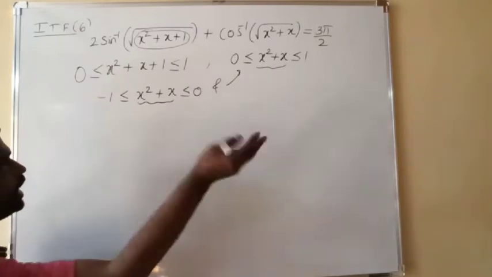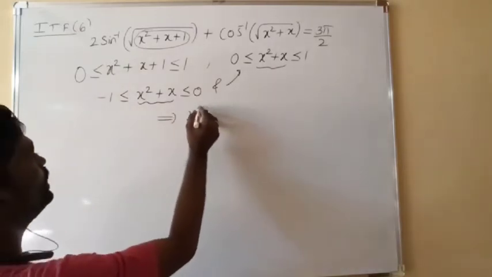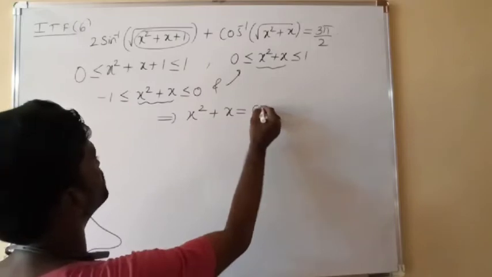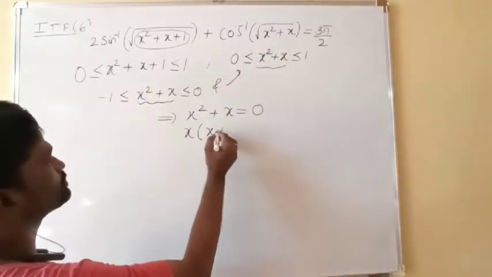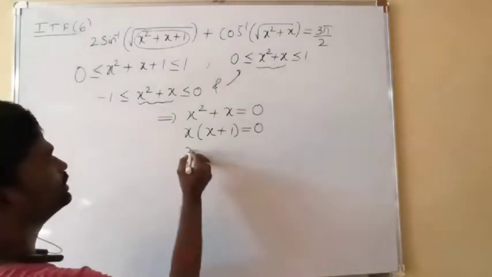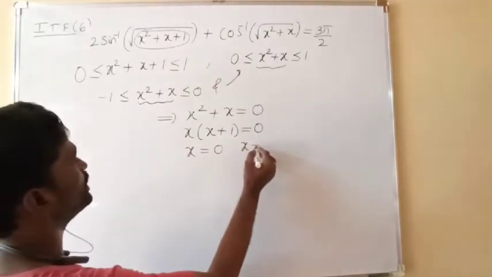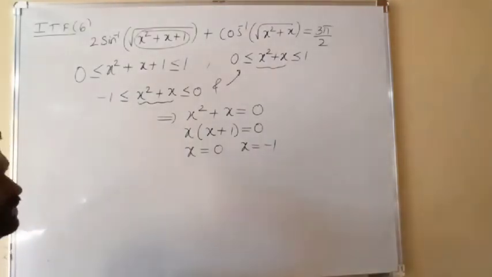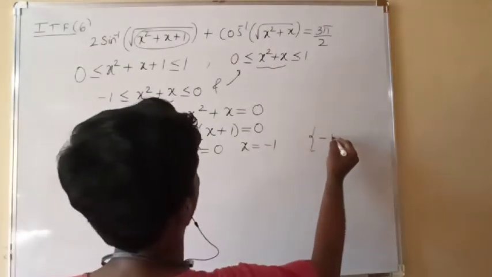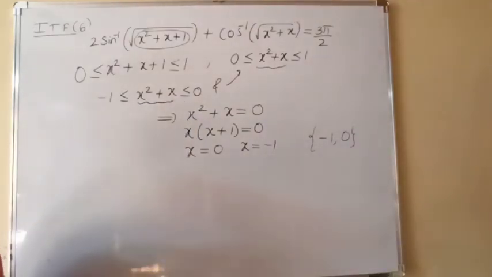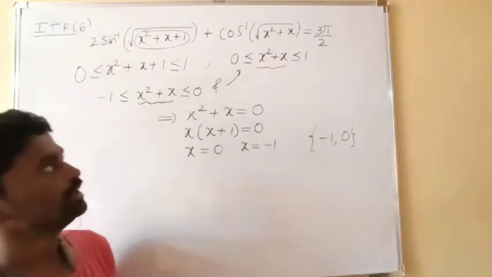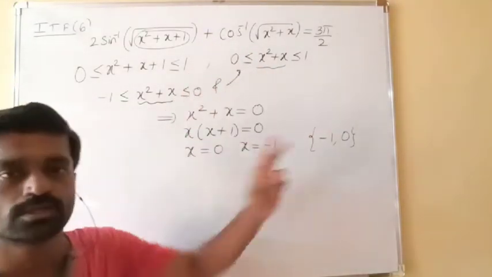Both are simultaneously possible only if the value of x square plus x is equal to 0. Taking x common, x into x plus 1 is equal to 0. So x is 0 or x is -1. Thus the domain of the given equation is {-1, 0}. The domain contains only two numbers, not solutions, sorry. This is the domain of the function.